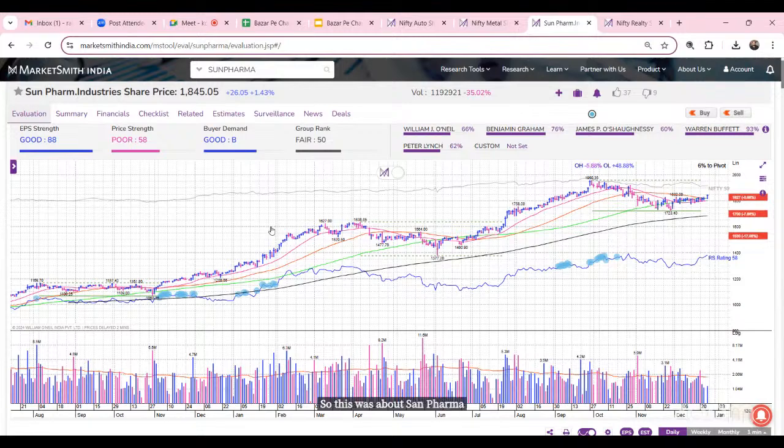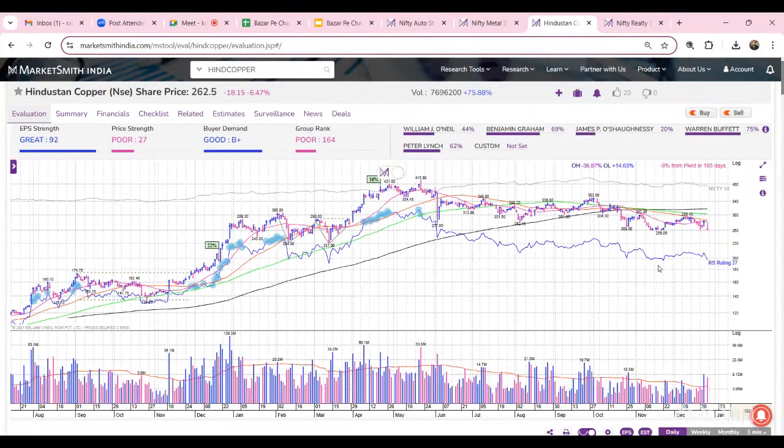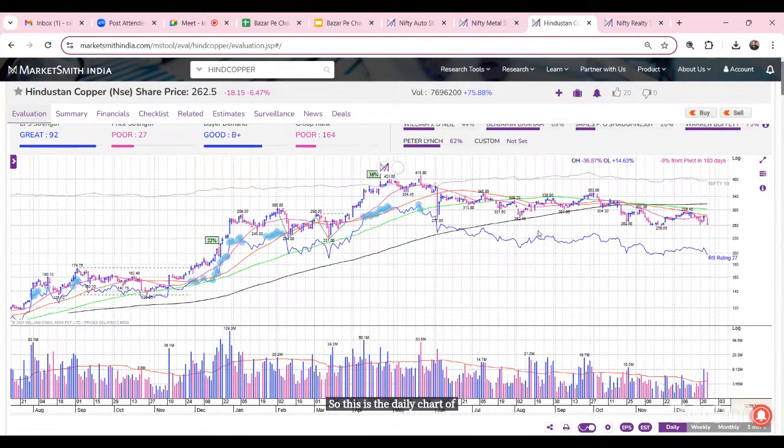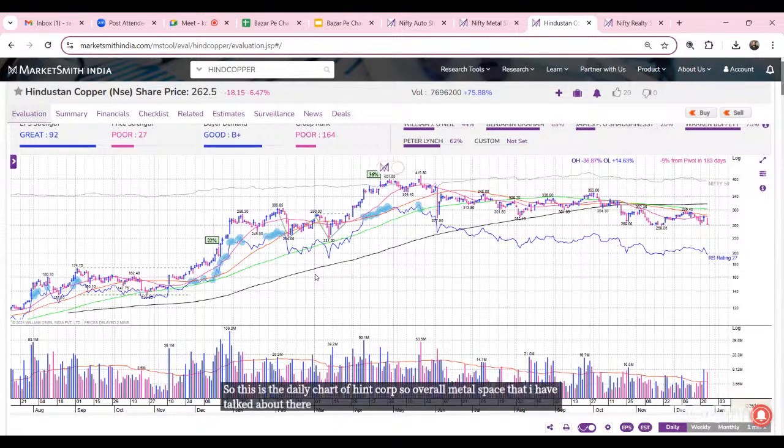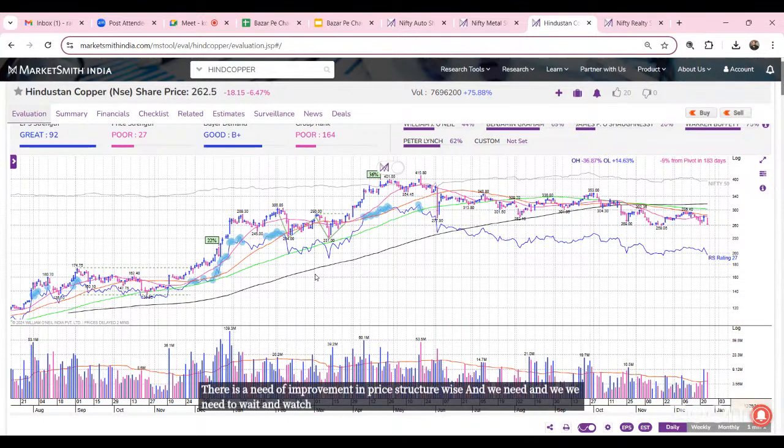Why is Hind Corp falling? So this is the daily chart of Hind Corp. The overall metal space that I have talked about, there is sentiment across the sector. So that is one of the reasons. And this chart is also looking bearish to me. There is still a need for improvement in price structure, and we need to wait and watch to see whether the stock price is trying to move towards the upside or not.